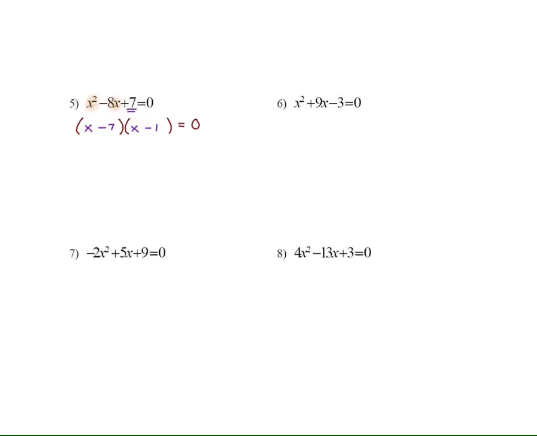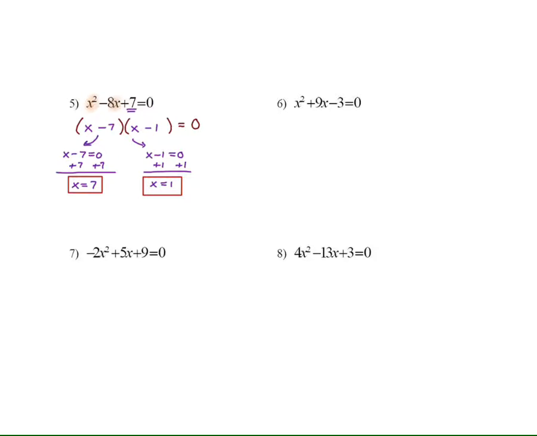Then, to finish this, I'm actually just going to set each factor equal to 0. So x minus 7 equals 0 and x minus 1 equals 0. And then solve each equation separately. So add 7 to both sides for the first one, and then add 1 to both sides for the second one, so my 2 answers should be 7 and 1.